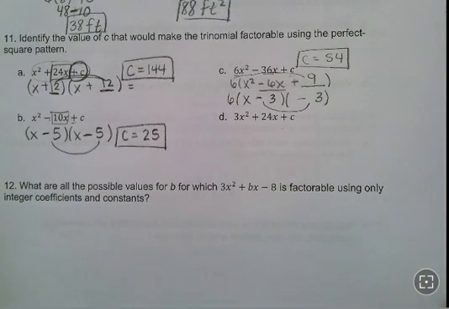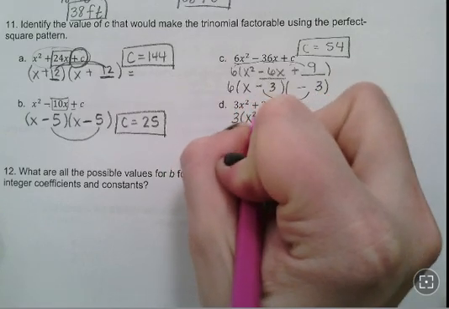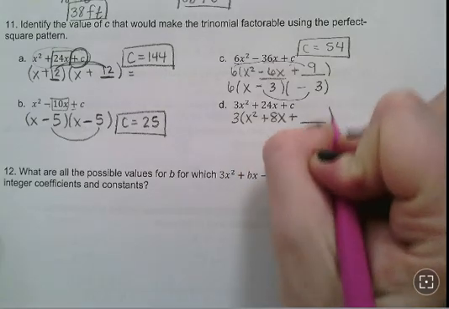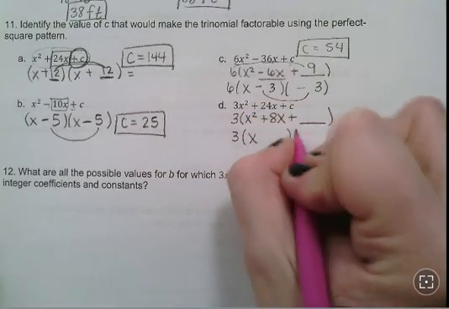Okay? Nothing too crazy here. Nothing too nuts. Just a little confusing. Same thing on D. This time we can take out a 3. So we're left with x squared plus 8x plus some number. And then we split that up into two binomials.